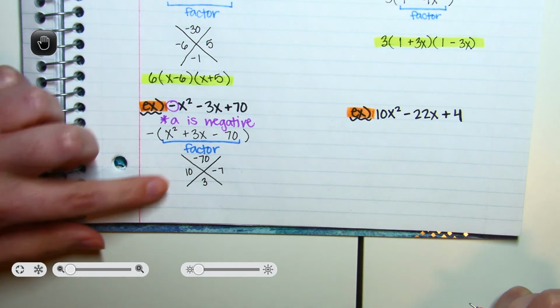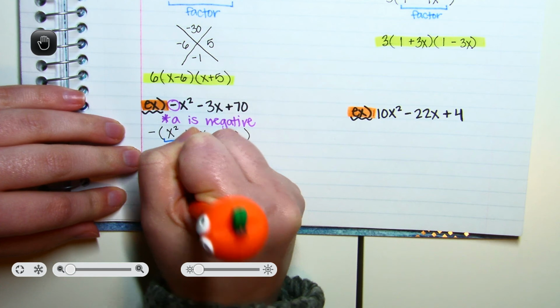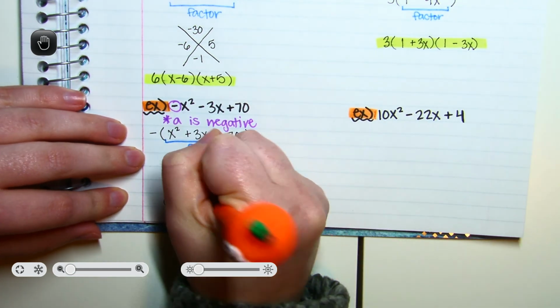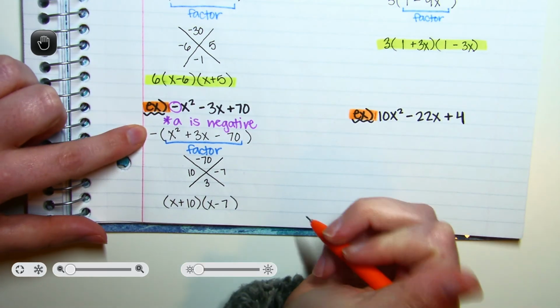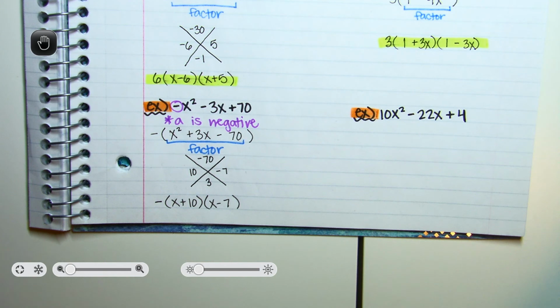So when I write my factors, this positive 10 gives me the factor x plus 10. The negative 7 gives me the factor x minus 7. And then this negative that we factored out at the beginning has to stay out in front when we write our final answer.